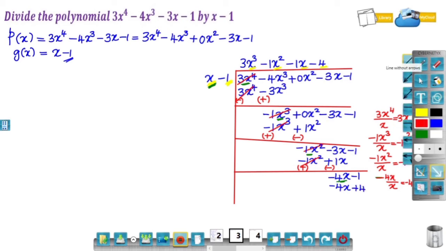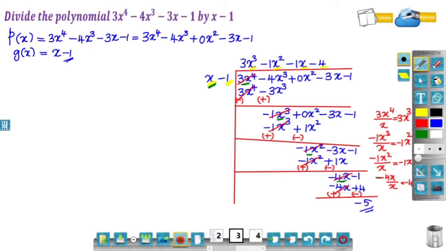After that, subtract. Change the sign. First term is always getting cancelled. Minus 4x plus 4x is 0. Minus 1 minus 4. Same sign you have to add. That is minus 5.